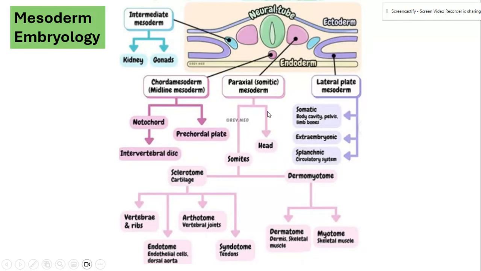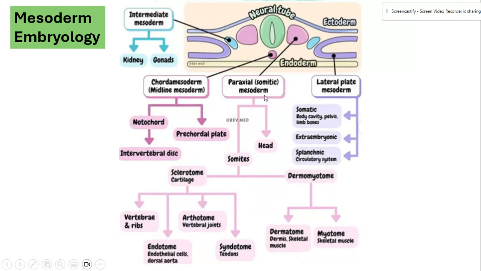This is very important. Intermediate mesoderm: kidney, gonads. Chorda mesoderm, midline mesoderm: notochord, precordial plate, intervertebral disc. Paraxial, somatic mesoderm: somites and head. We have lateral plate mesoderm that grows into the somatic body cavity, pelvis, limb bones, very important. Extraembryonic, splanchnic, circulatory system, right?